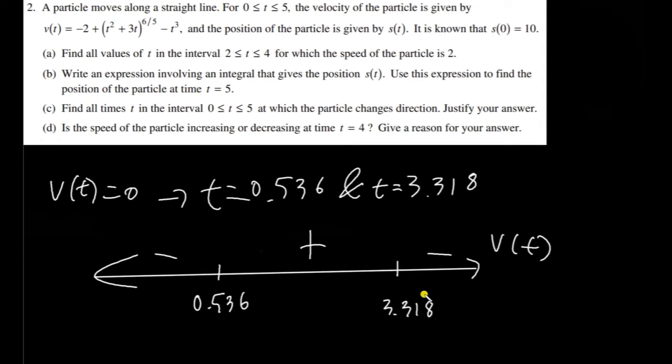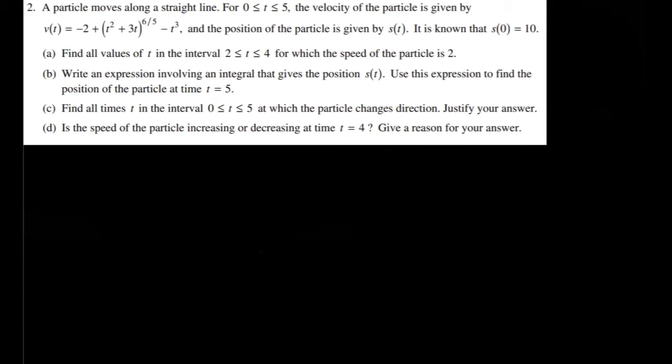This was a 3-point question, 1 point for setting the velocity equal to 0, and 2 points for the correct answer along with the justification. This can serve as a justification of sorts as well. Is the speed of the particle increasing or decreasing at time t equals 4? Give a reason for your answer.